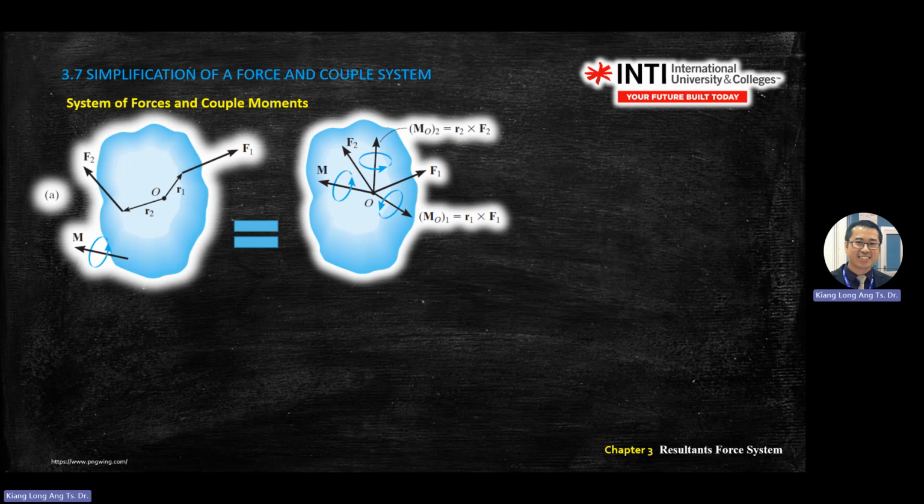You move F1 to O. When you move F1 that is not on the axis to O, the F1 still remains, but it will generate a moment by R cross F, because you extend this F1. Your right hand rule tells you R cross F gives an axis, the moment coming up from the screen. You get M1. This is the principle of transmissibility.